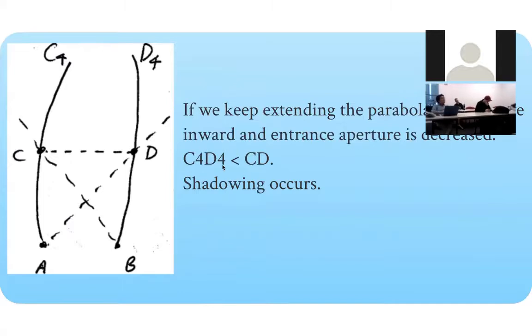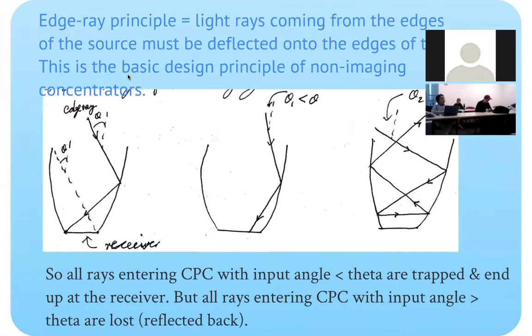So C4D4 is now less than CD, which means shadowing starts to occur. That's not good, right? You're going to lose light, which basically means that for the height of this CPC, there is an optimum or maximum value that you can hope to achieve. And that of course also determines the concentration factor, as we will see next.